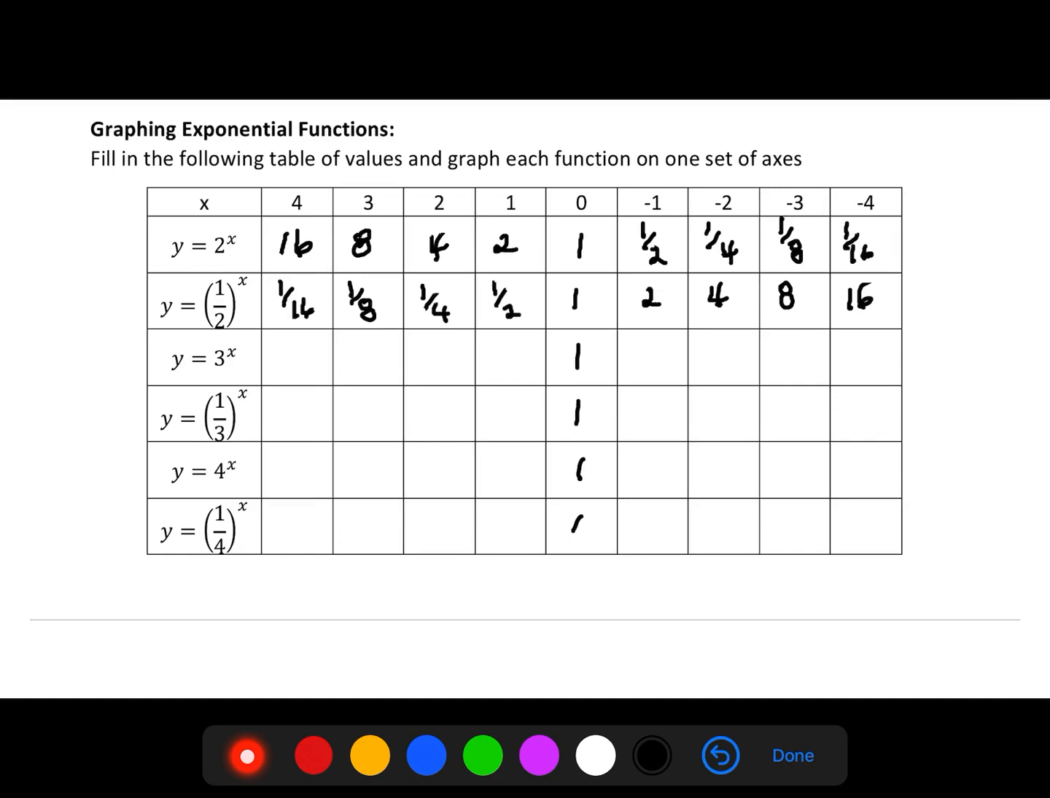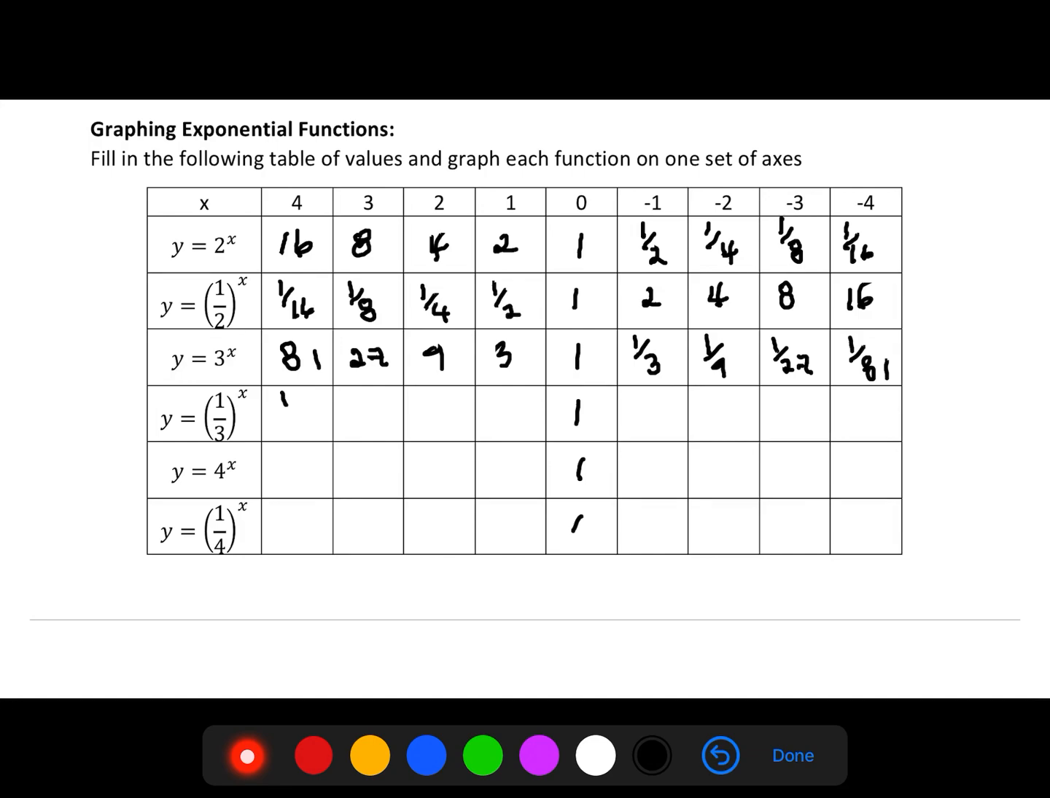Following the same patterns, if we have 3 to the power of 4, we're going to have 81. 3 cubed is 27. 3 squared is 9. 3, 1/3, 1/9, 1/27, and 1 over 81.